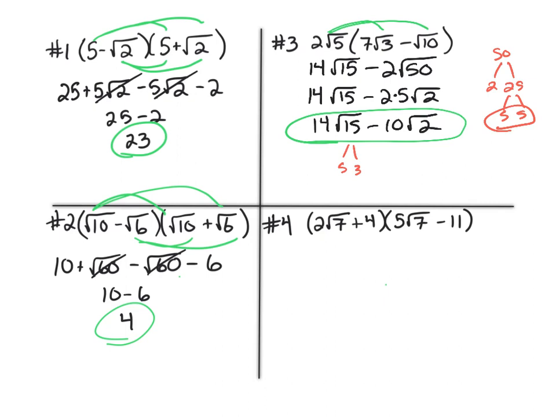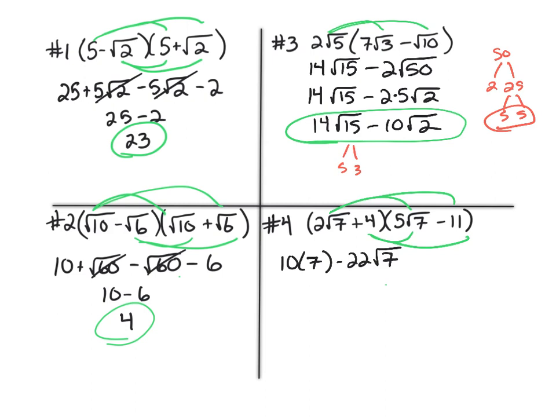Now, number 4 is very similar to all the other ones. So again, we're going to distribute, or you can FOIL, 2 square roots of 7 times 5 square roots of 7. 2 times 5 is 10. Root 7 times root 7 is 7. Then we have 2 root 7 times negative 11. 2 times negative 11 is negative 22. Square root of 7, the other one doesn't have a radical, so it just stays square root of 7.